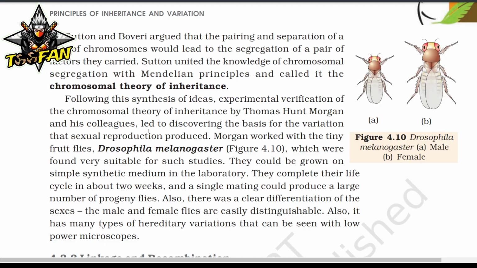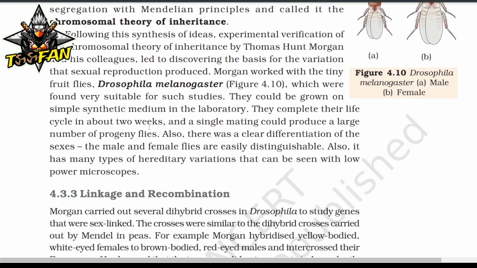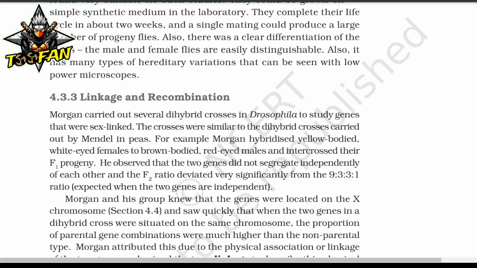This can be seen with low power microscopes. Linkage and recombination. Morgan carried out several dihybrid crosses in Drosophila to study genes that were sex-linked, and the crosses were similar to the dihybrid cross carried out by Mendel in peas. For example, Morgan hybridized yellow-bodied, white-eyed females with brown-bodied, red-eyed males, and intercrossed their F1 progeny.